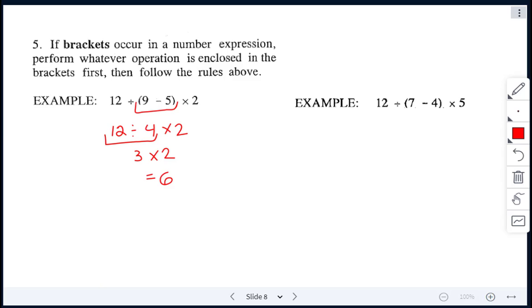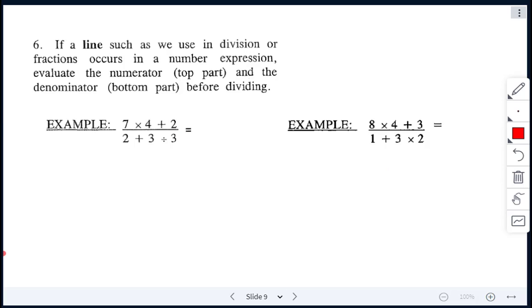Looking good. I've gotten quite a bit of answers. So let's go through this one. Okay, so we have brackets here that need to be performed first. So just bringing everything else down. We have 12 divided by (7 minus 4), which is 3. And then we have times 5. All right, now we have to go left to right. 12 divided by 3 first, which is 4, times 5, and that gives me 20.